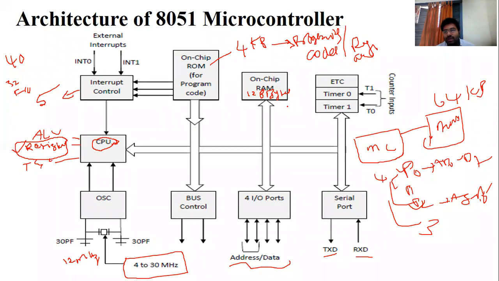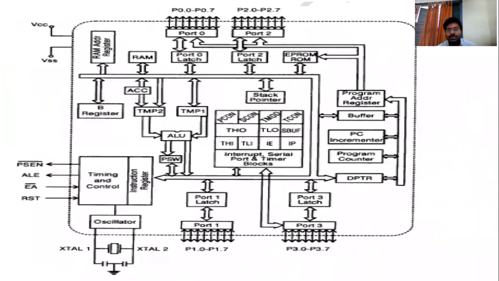Then we have the counter operations. We have timer 0 and timer 1 available. So this is the simple architecture of the 8051 microcontroller. In the examination also you can draw this one. Now this is a somewhat more elaborated architecture of the 8051 microcontroller.